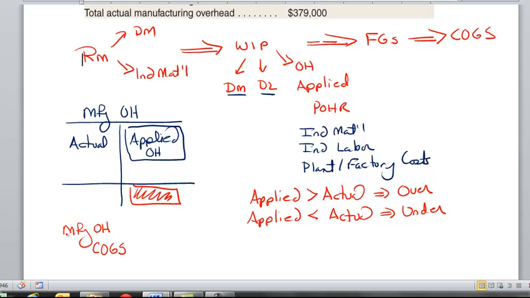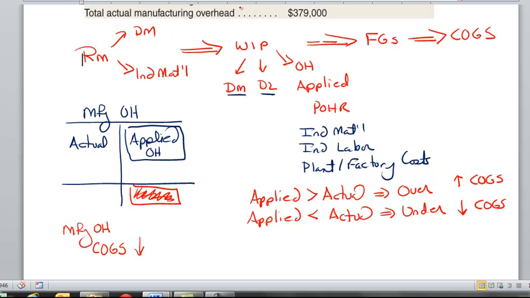The debit to overhead gets rid of this credit balance, and my credit to cost of goods sold reduces, because it's an expense. When you credit expenses, it reduces it. So when you're over applied, your cost of goods sold is too high. But when you do your year-end journal entry, you're going to reduce it. When you're under applied, your cost of goods sold is too low.